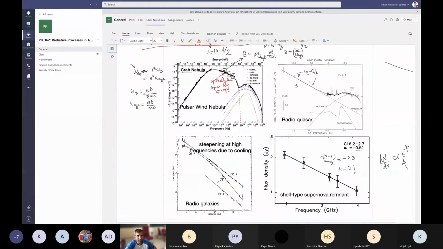So if you consider an accretion disk and so on, let me actually draw. For example, quasars are nothing but supermassive black holes, accreting supermassive black holes.